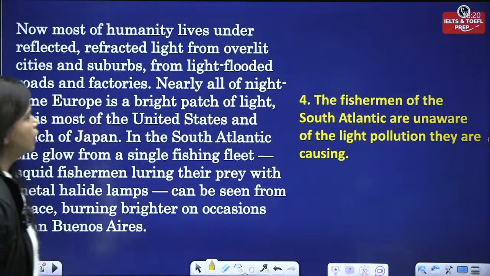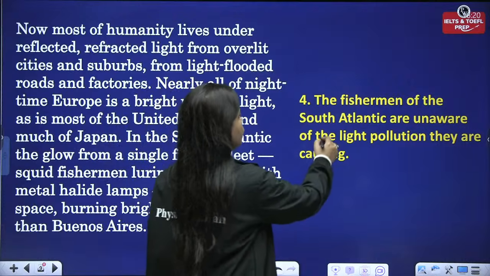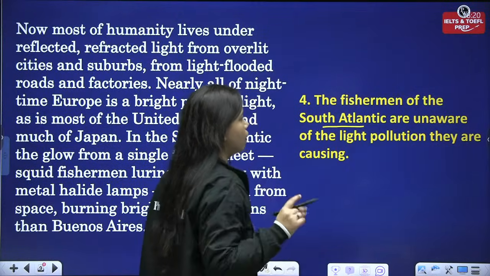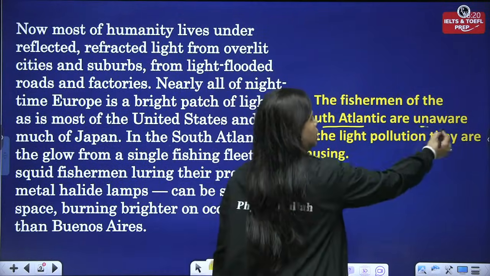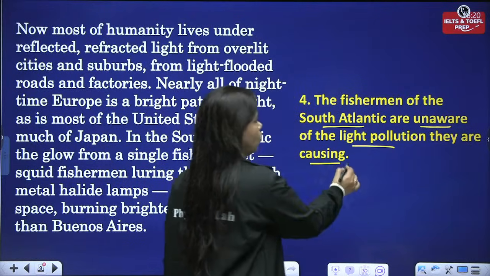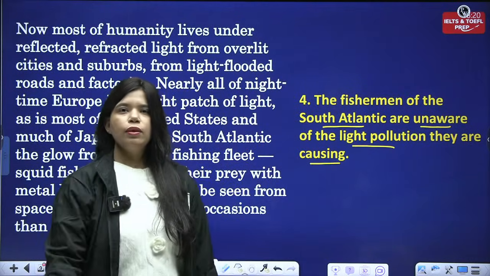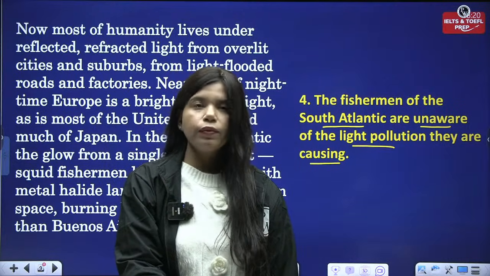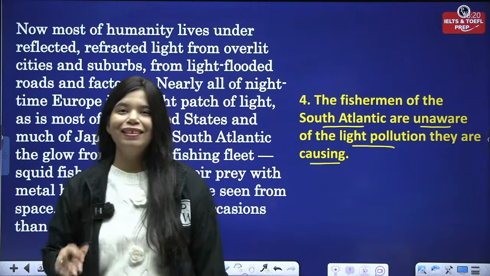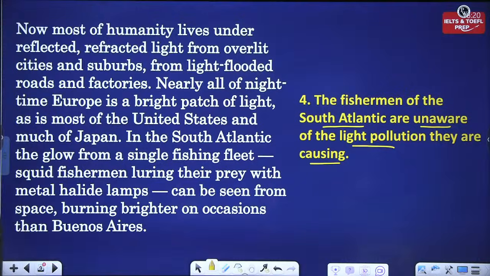It says, the fishermen of the South Atlantic are unaware of the light pollution they are causing. So, dekho, let's give you 2 minutes for this one and we'll discuss your answers at exactly 4:22. Off you go.